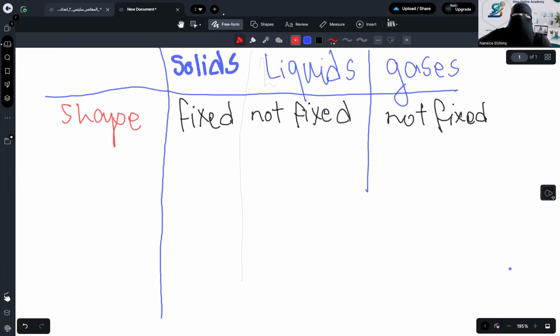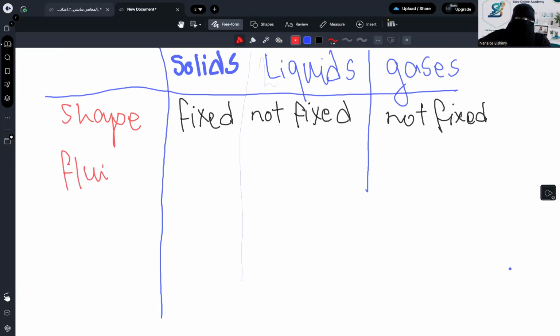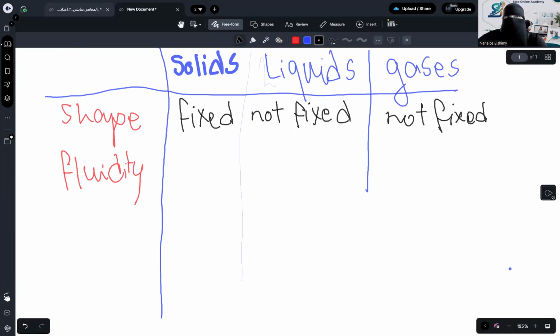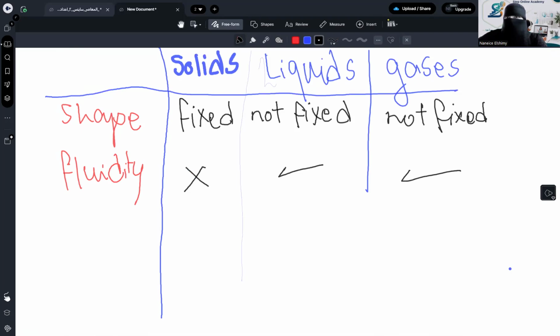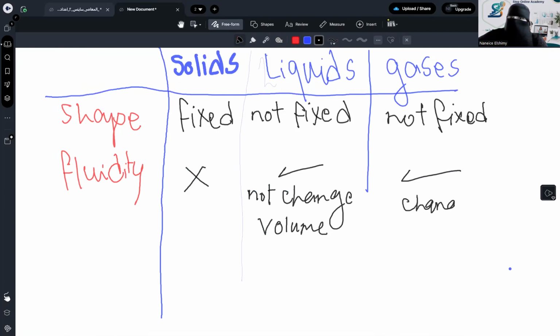Number two, we said fluidity. So solids don't have fluidity, but liquids they have and gases they have. Okay, here when it flows from one container to another, it does not change volume. Here, in the gases, it changes volume, okay?